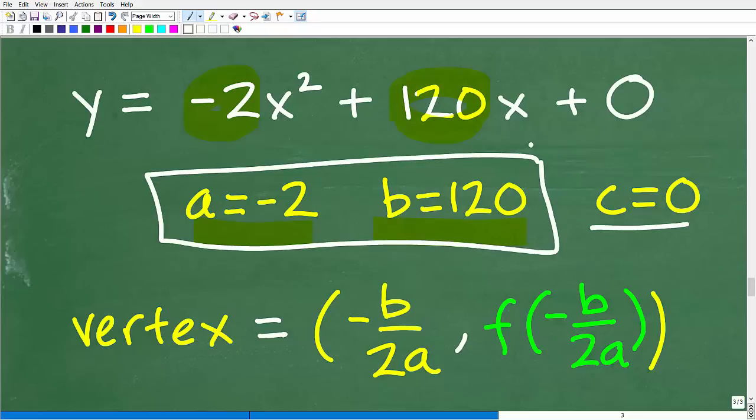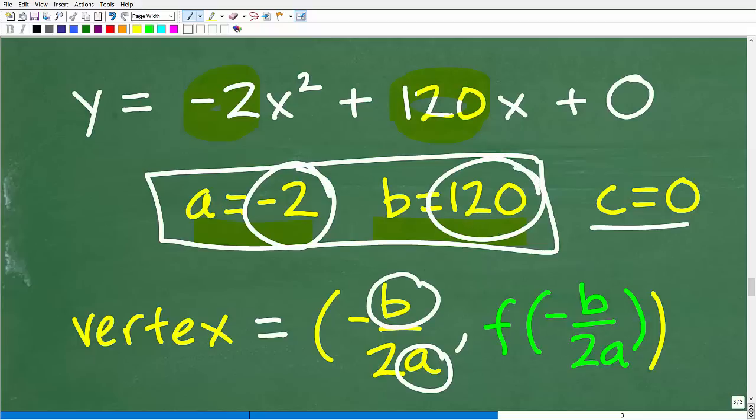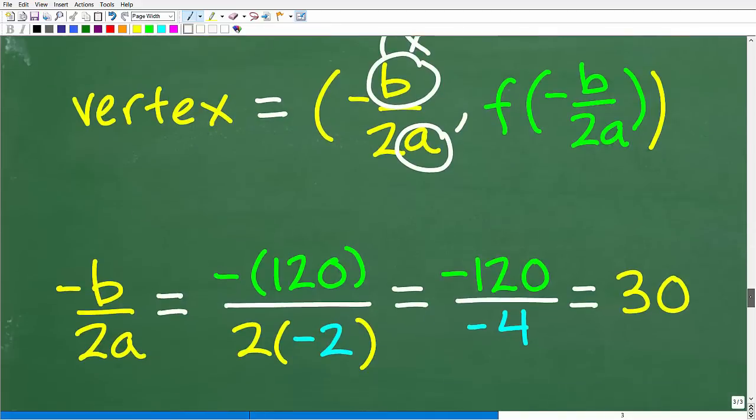All right, so this is pretty much just a substitution kind of scenario. We have b and a, so we're going to plug in a -2 right here, and for b, we'll plug in a 120, and let's go ahead and get our x coordinate for the vertex first, and then we'll go back and get the y coordinate. Again, don't let this formula scare you. This is not that difficult.